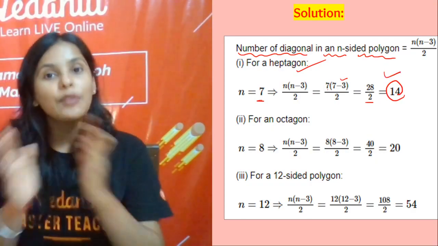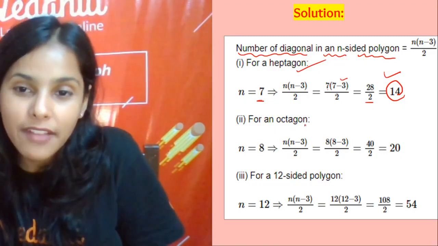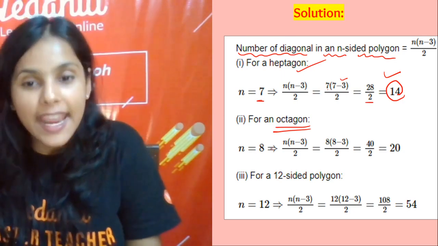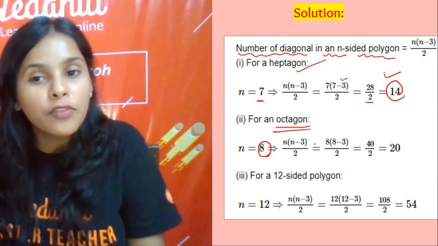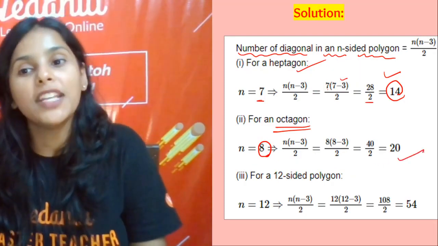Now have you found out that? Yes, so n is equal to 14. Now you have an octagon, guys. So octagon has 8 sides. Alright, so put the formula (8 minus 3) upon 2, that is 40 upon 2, that is 20.